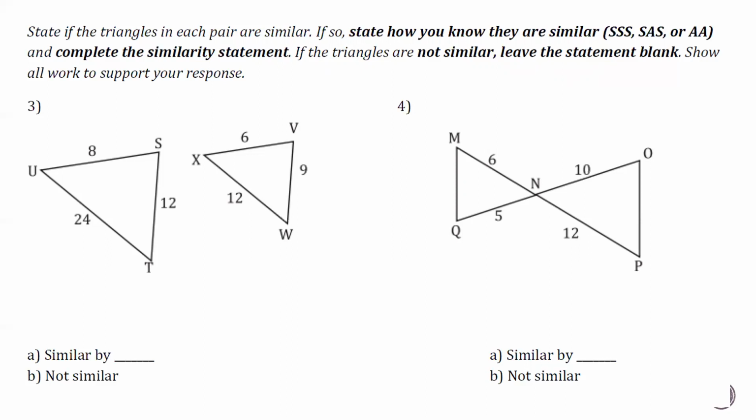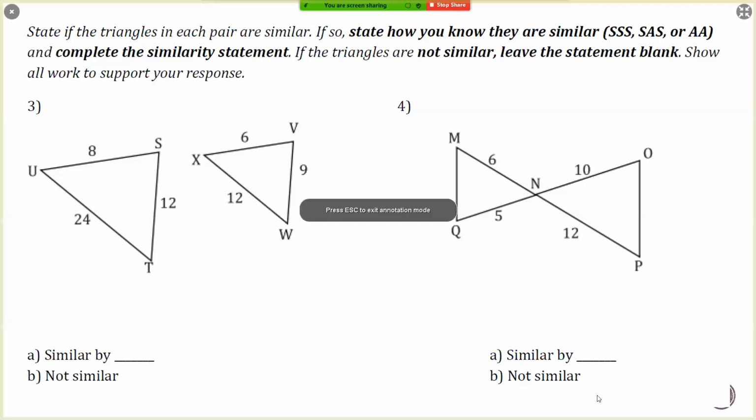So when I look at question number 3, what do you think we're going to try to prove these similar by? Side, side, side, side, angle, side, or angle, angle? So the two triangles on the left. You have to decide, do you know information about all the sides, two sides and an angle, or two angles? We were given lengths of all three sides of both triangles. So we're going to try to prove this similar by side, side, side.